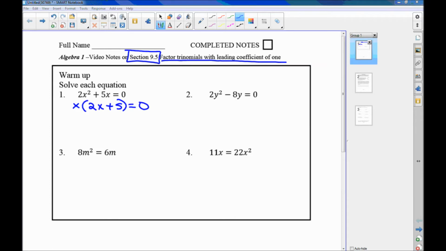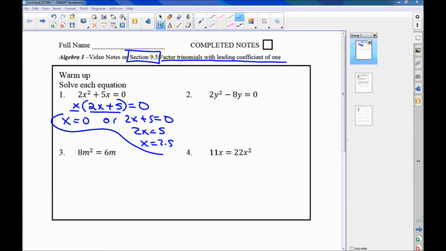And now we have two expressions multiplied to make 0. Remember, expressions just take the place of an unknown number. So that means these two numbers multiply to make 0. So one of them must be 0. So either x needs to be 0 or 2x plus 5 needs to be 0. And then you solve this equation. So 2x is equal to 5 and x is 2.5. So here are our two answers.